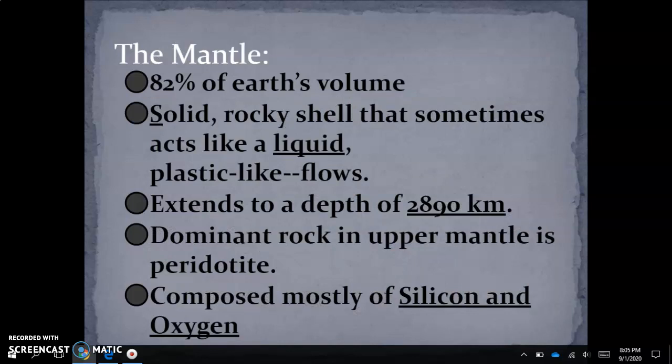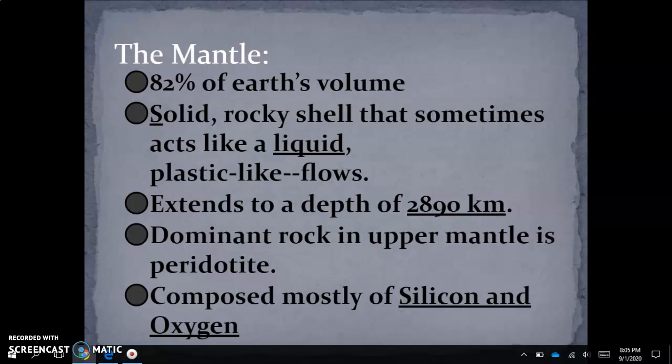So the next layer that we're going to be talking about is the mantle. And the mantle holds 82% of the Earth's volume. It's a solid, rocky shell that sometimes acts like a liquid with plastic-like flows. So the mantle can move. So basically temperatures get so hot that the rock in the mantle melts and becomes this fluid-like substance. And this is going to be really important to keep in mind because this is what's going to drive plate tectonics. So this is what is going to drive basically most of the processes that we are learning about in this unit.